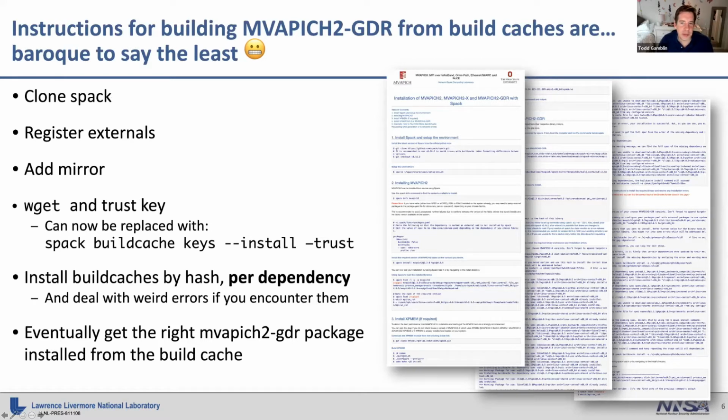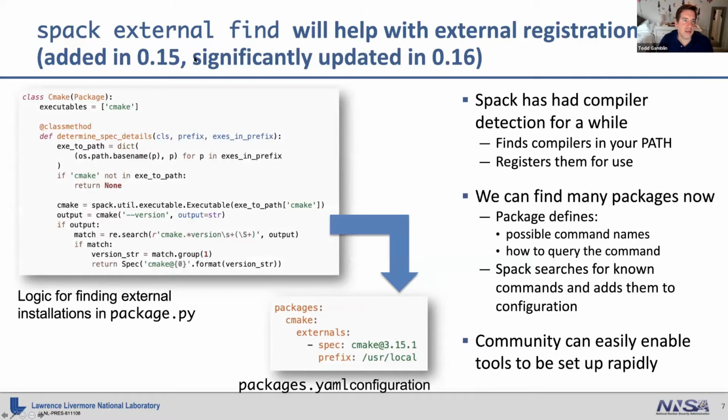So I'm going to talk a little bit about some of the things that we're adding to make that easier. So one of the steps was register externals, where you have to paste this YAML yourself. What we've done in Spack 0.15 and 0.16 is we've actually added this spack external find command that you can run, and packages can sort of detect themselves on your system. So instead of you having to write the configuration yourself, CMake and other packages can actually be made configurable by adding a method to them.